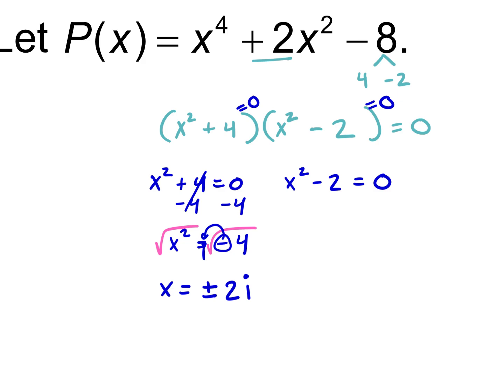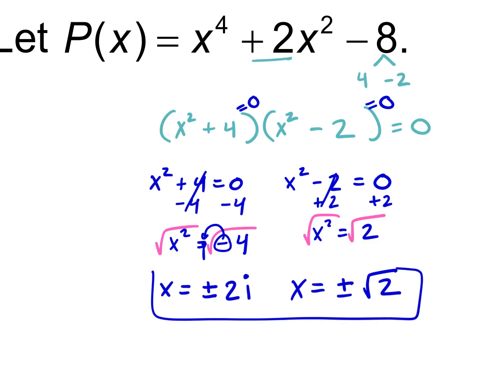Let's do the same thing for our second equation. We're going to add 2 to both sides. So x squared equals 2. Square root both sides. So x equals plus or minus square root 2. Whenever you take the square root of both sides, you need the plus or minus. We can't evaluate the square root of 2, so we just leave it as square root 2. So these would be our 4 answers.